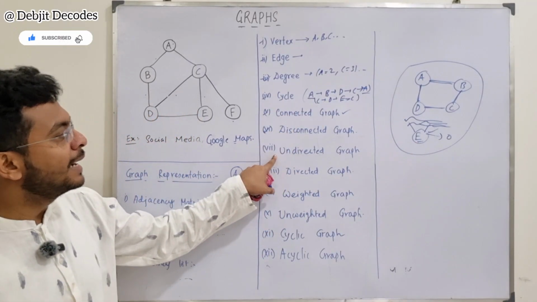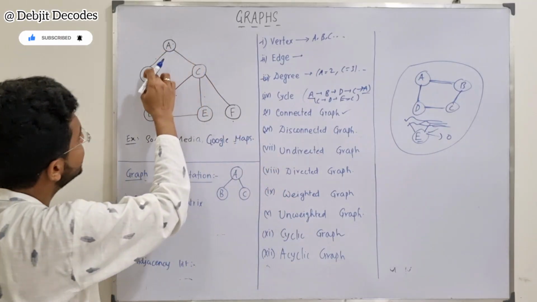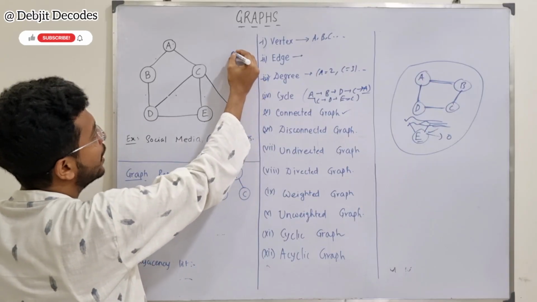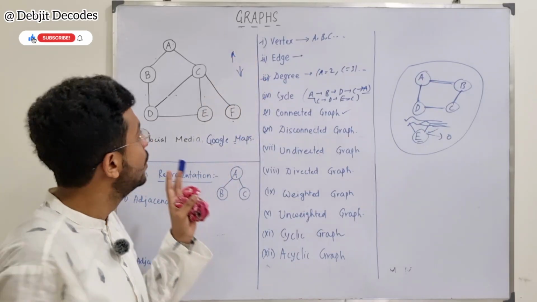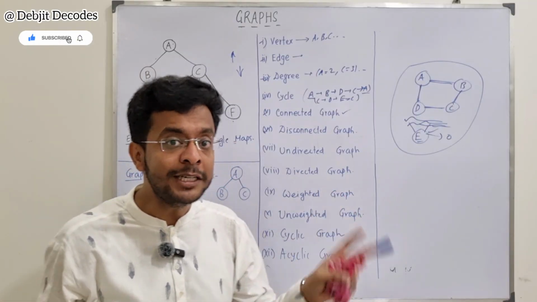Next is the undirected graph. What is the meaning of an undirected graph? If you see this particular graph, is there any direction? Is there any arrow given? Up arrow, down arrow, left arrow, right arrow? No, right? So what does it mean?